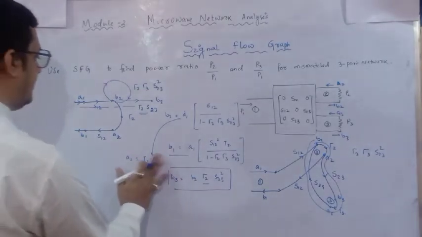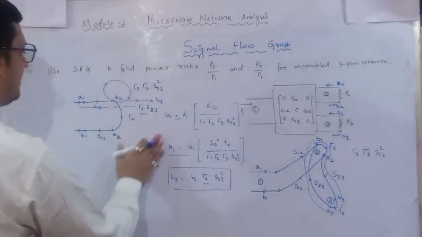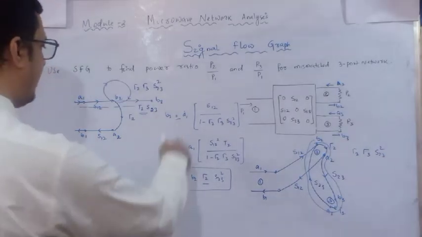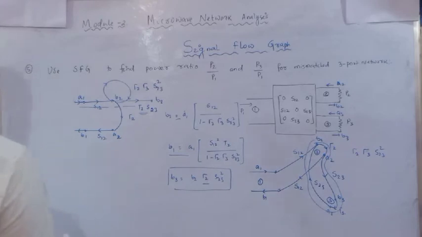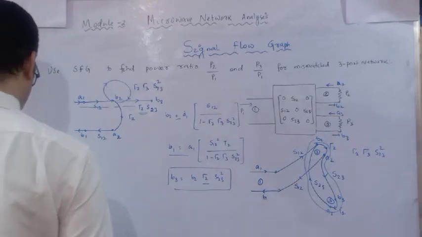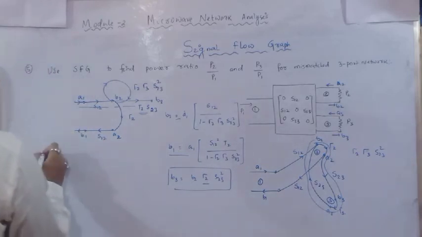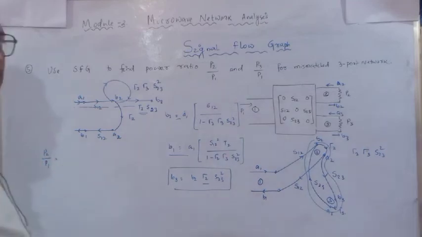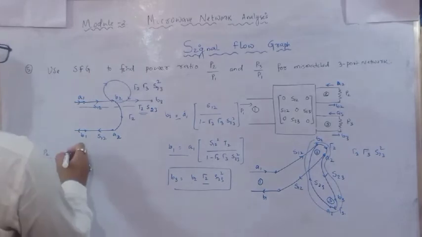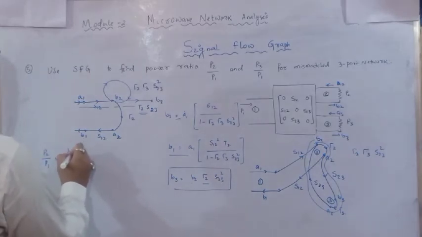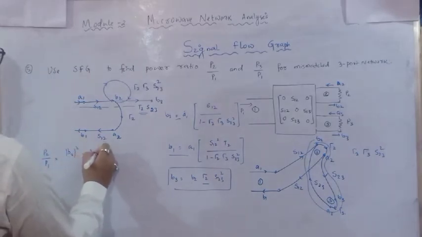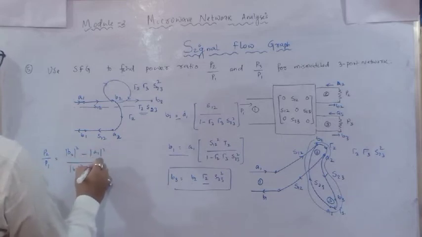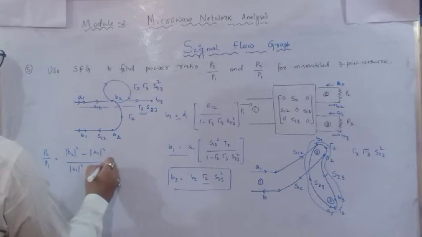Now these relations, why have I written them? Because we have to identify the power component. So once these values are known, next we can go for the representation with P2 by P1. Now what is P2 by P1? P2 is B2 square minus A2 square divided by B1 square minus A1 square.